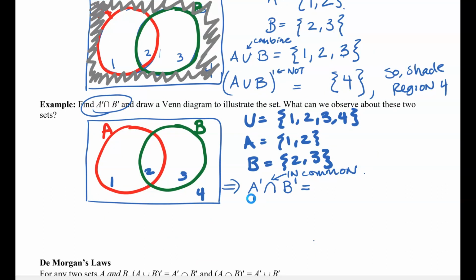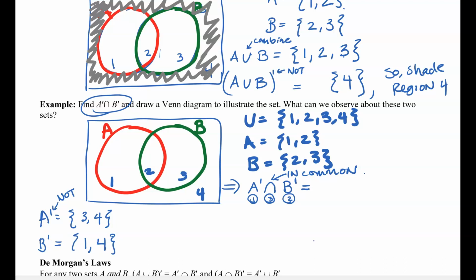I'm going to first do A complement, I'm going to then do B complement, and then last I'm going to combine them together. So I'm just going to come over here on the left and I'm going to write down A complement. So remember complement, think what's not in A. So if A is 1 and 2, then the complement is going to be 3 and 4. It's the other numbers in the universal set that are not included in A. So 3 and 4. Okay, and then B complement would be what's not in B. So if B is 2 and 3, then B complement is 1 and 4.